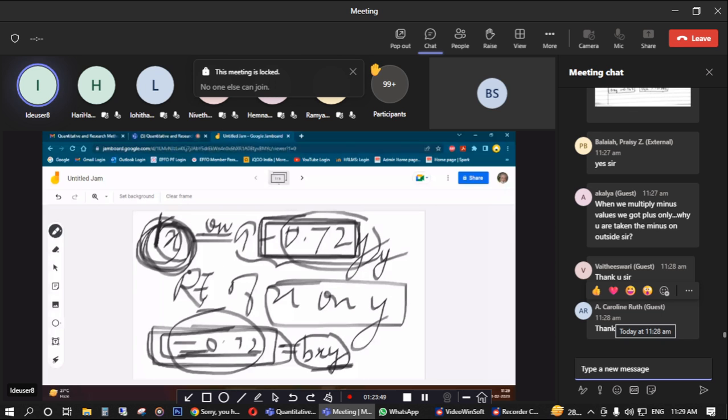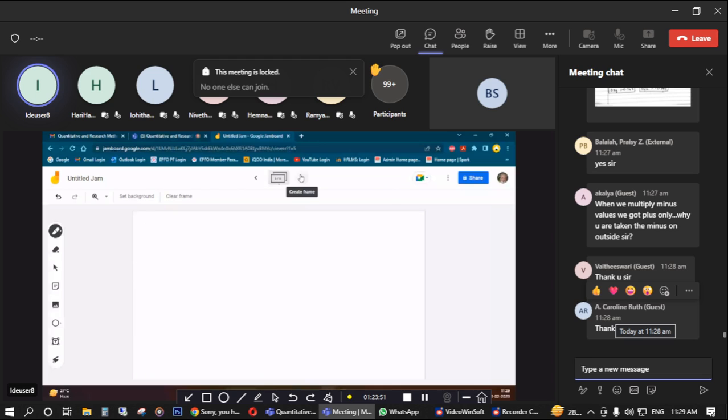X is equal to 9 minus 0.72Y. Okay, so X is equal to 9 minus 0.72Y. This is the first equation. So I consider it as X on Y. I am getting the R value correct.